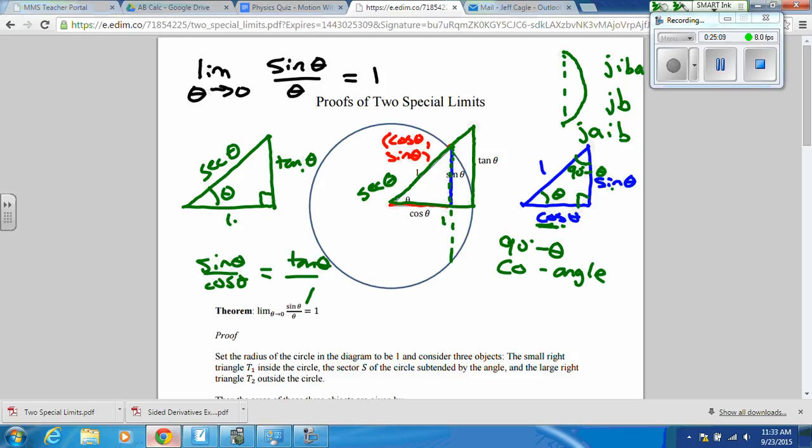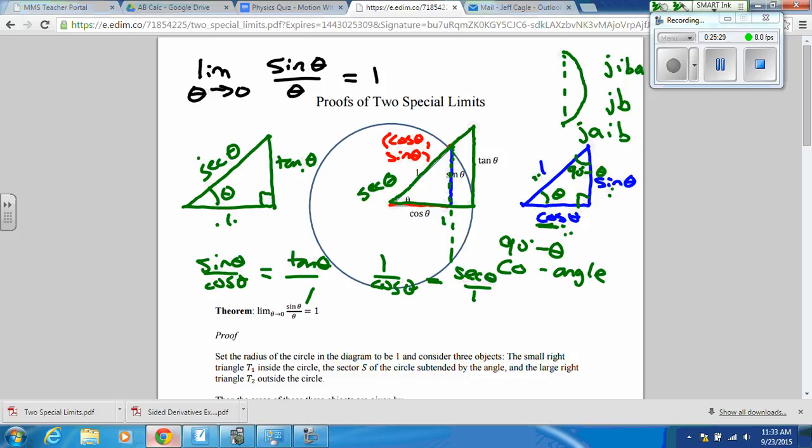Boom. Isn't that cool? But wait, there's more. 1 is to cosine, just like secant is to 1.